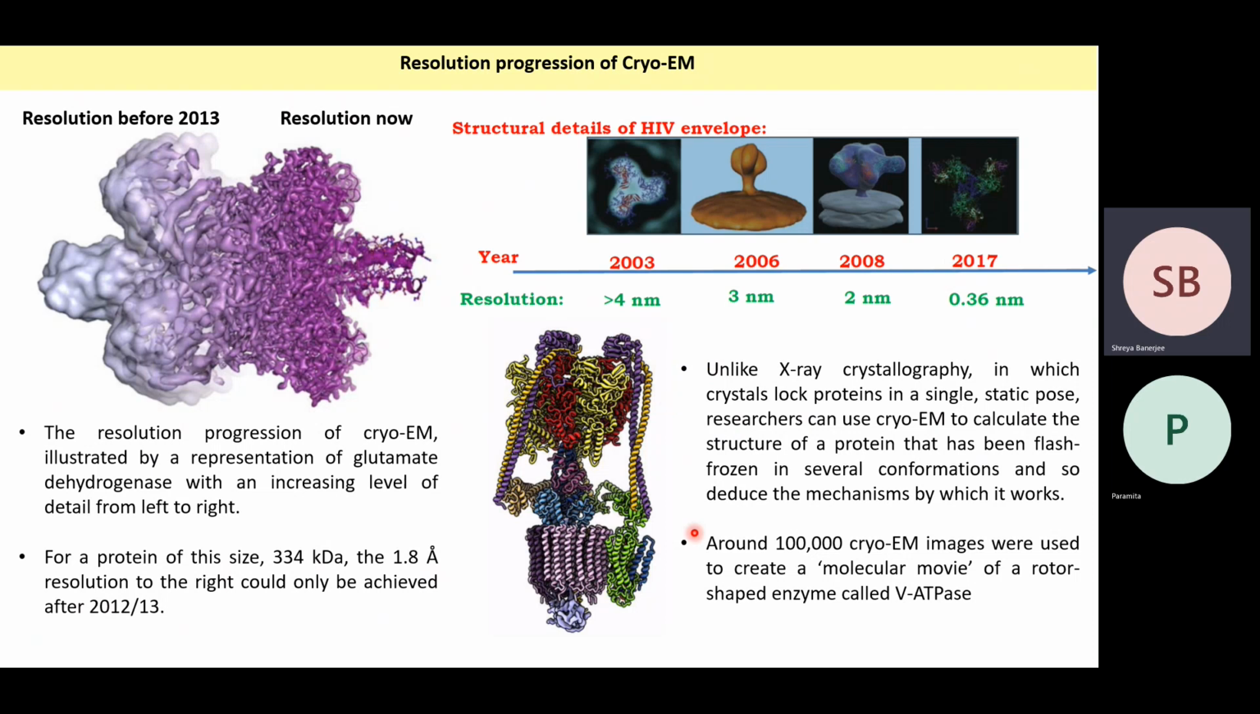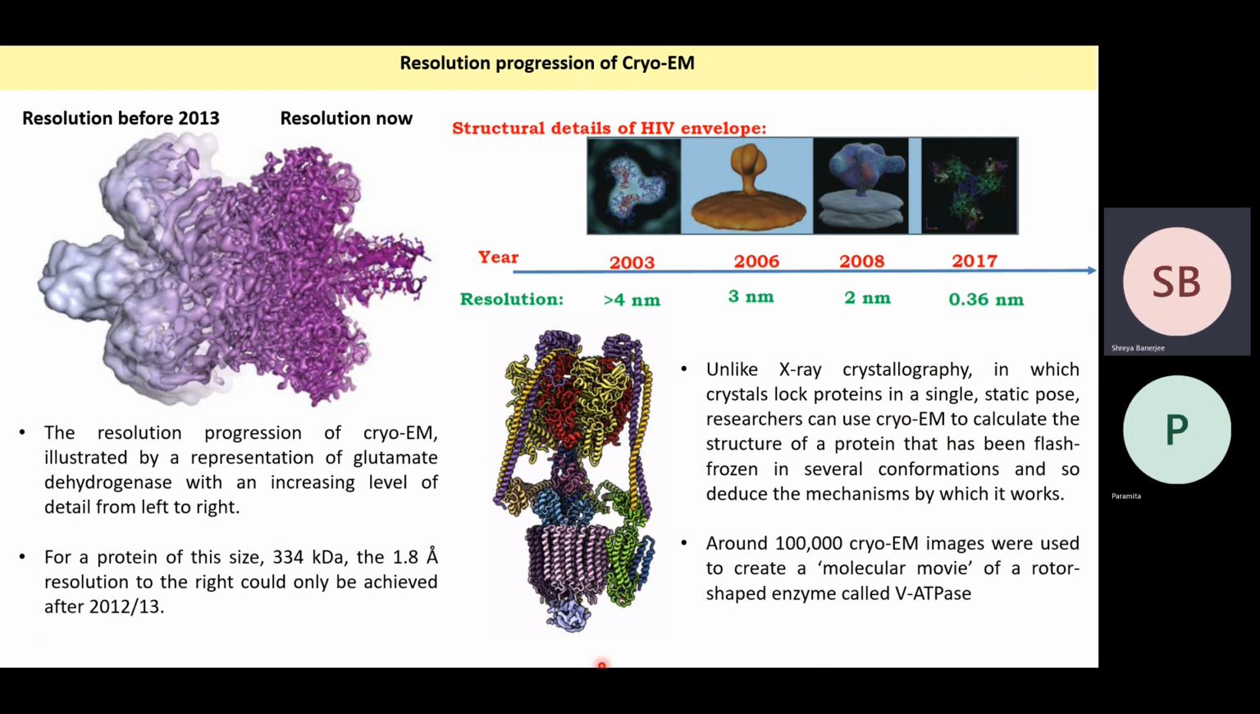Again, another progress of cryo-electron microscopy was that unlike X-ray crystallography, in which crystals lock proteins in a single static pose, researchers can use cryo-electron microscopy to calculate the structure of a protein that has been flash frozen in several conformations and so deduce the mechanism by which it works. So what this means is that cryo-electron microscopy can give an idea about the dynamism of the protein.